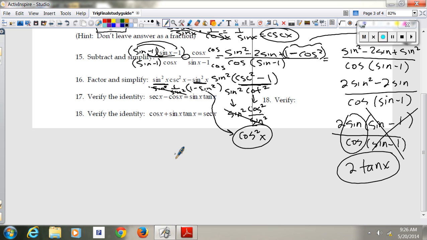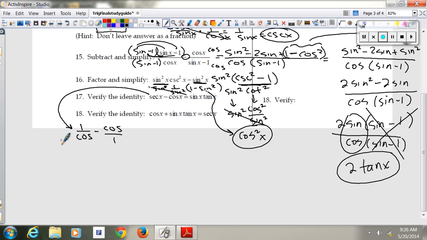Okay, 17 is verifying that this amount would come out to here. So I'm going to take this, bring it over here. Secant would be 1 over cosine. Cosine is going to stay. I'm going to put a 1 under it. Could I subtract those two fractions? I could if I had a common denominator.